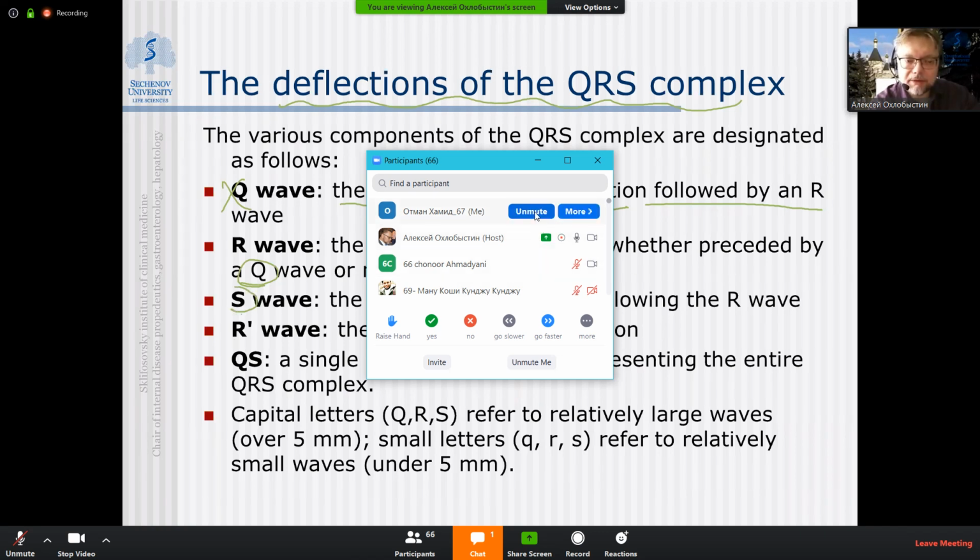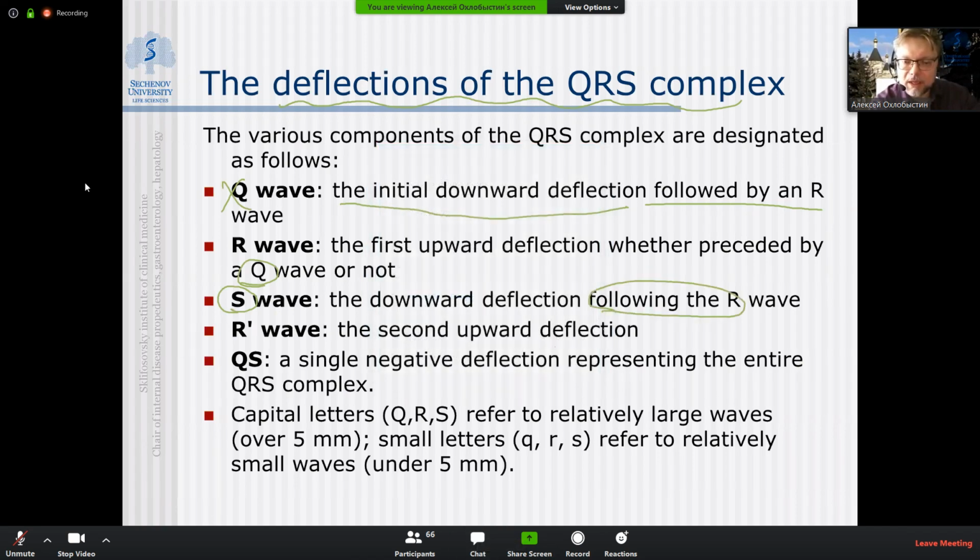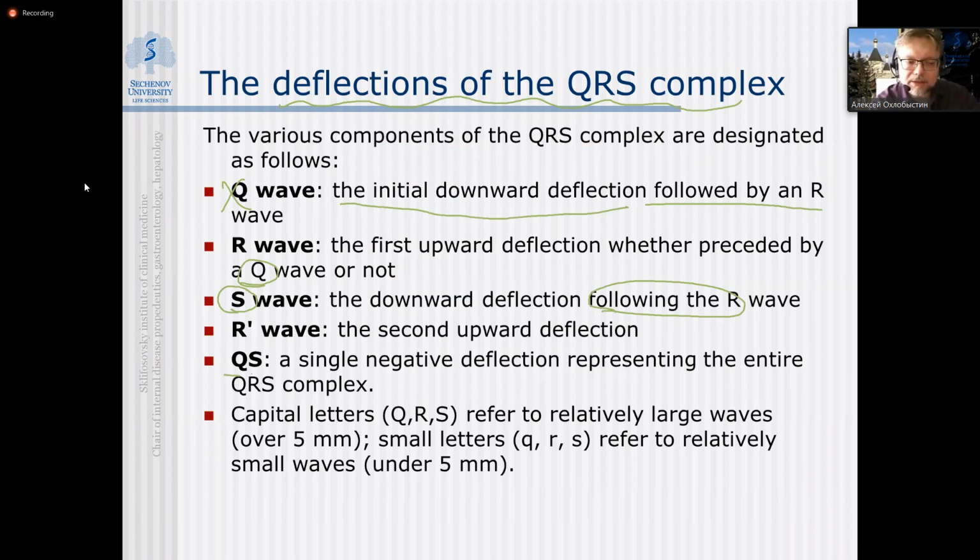S wave, that term will be used for a downward deflection after the positive, after R wave. If there is no R wave at all, in that case you'll say that your patient has just QS complex. Capital letters will be used for waves over 5 millimeters. Small letters will be used for waves under 5 millimeters.